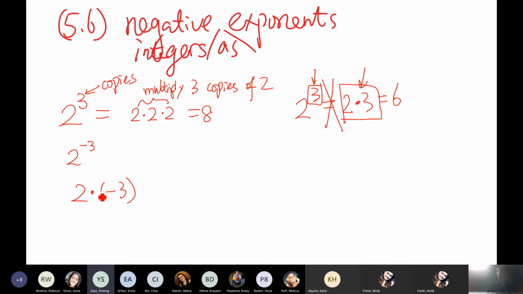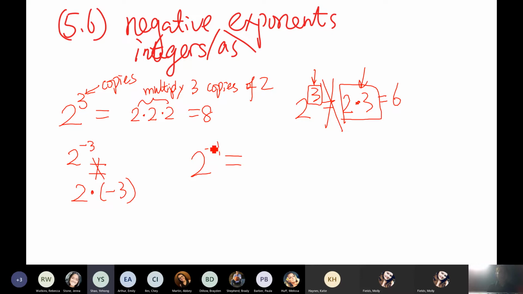Okay. So the same thing here. 2 raised to negative 3 is not going to be equal to 2 times negative 3, because negative 3 is raised. So what is the meaning of a negative exponent? That's something you need to remember. Again, it's like a definition. So I'm going to start with 2 to negative 1.